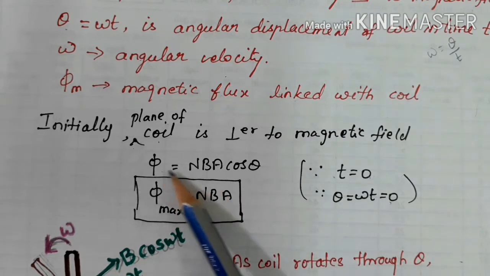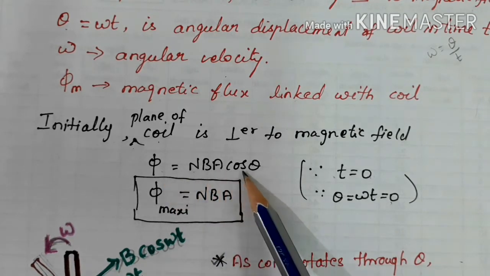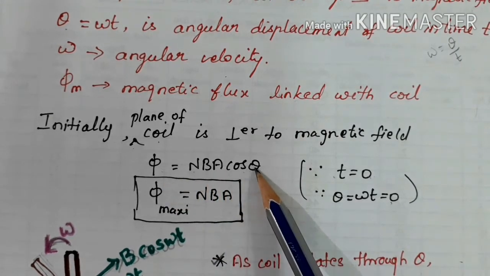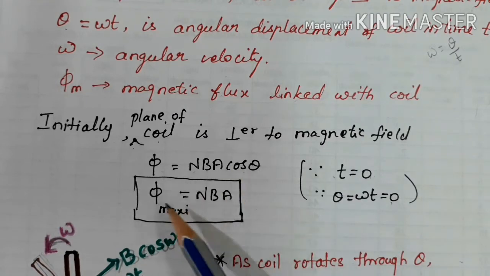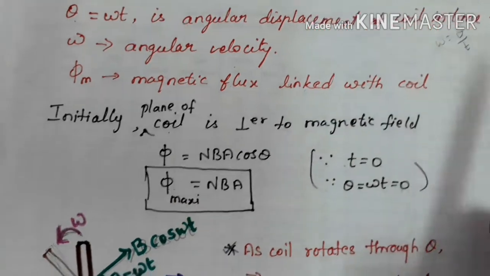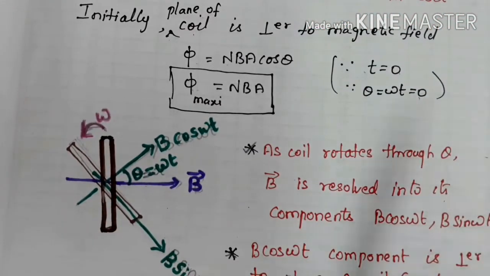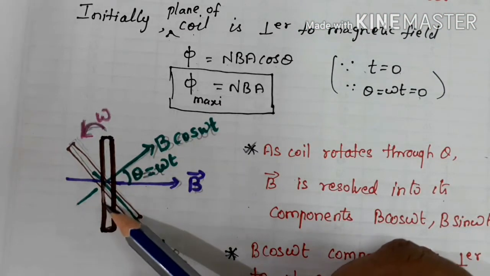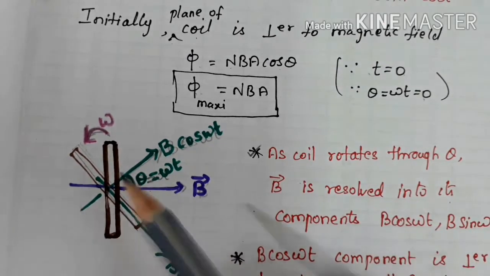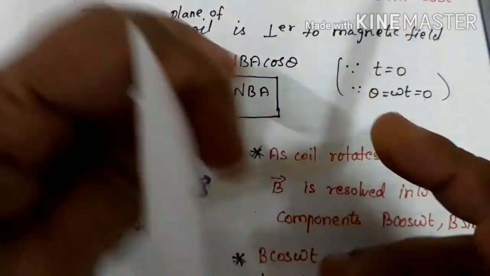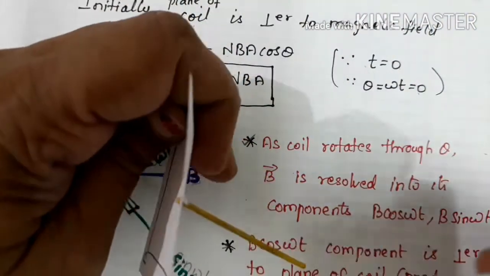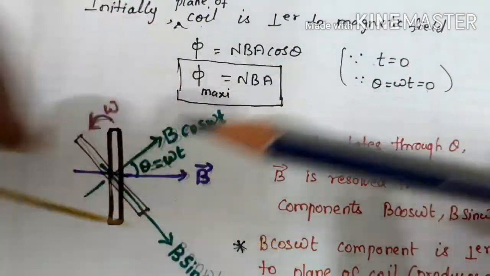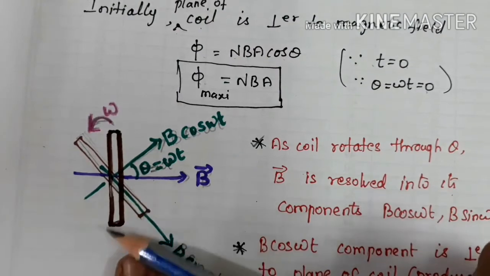So now in this magnetic field, the general formula you know is NBA cos theta. If you substitute 0 here, cos 0 is 1, so phi will be NBA, that is, maximum flux is linked with the coil. Now if you have to refer to this diagram, children, you can; this is the top view. If this is going to be the coil, you are having a top view. So this is the top view of the coil.